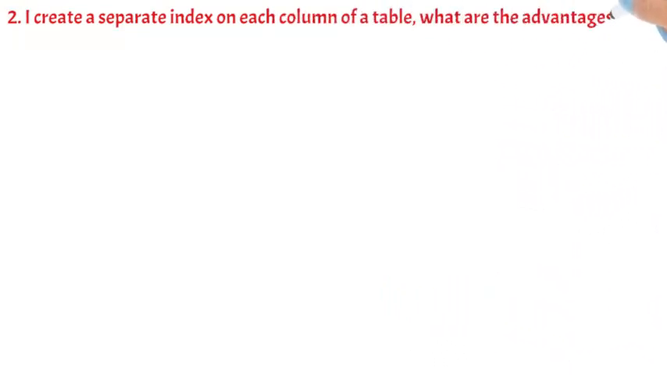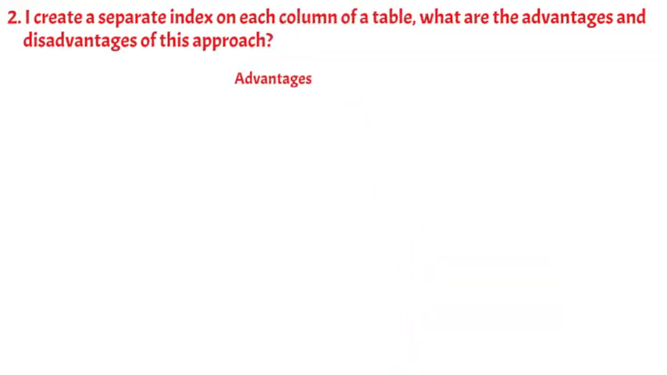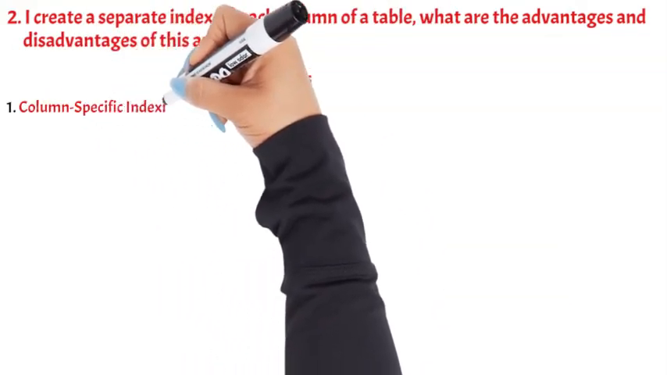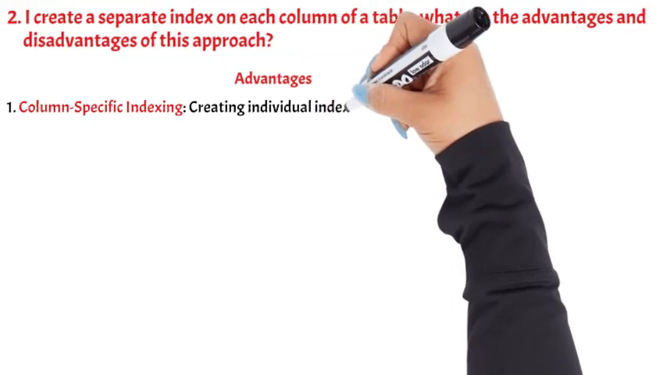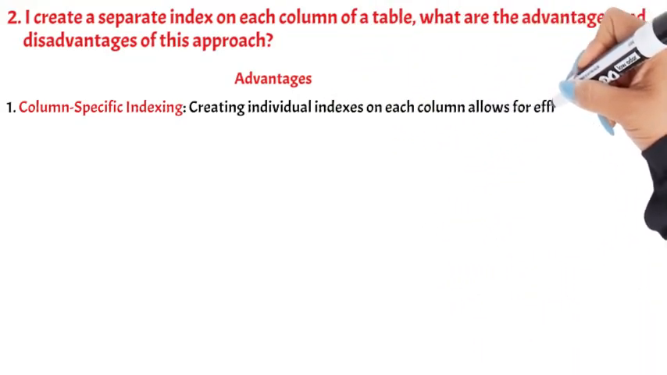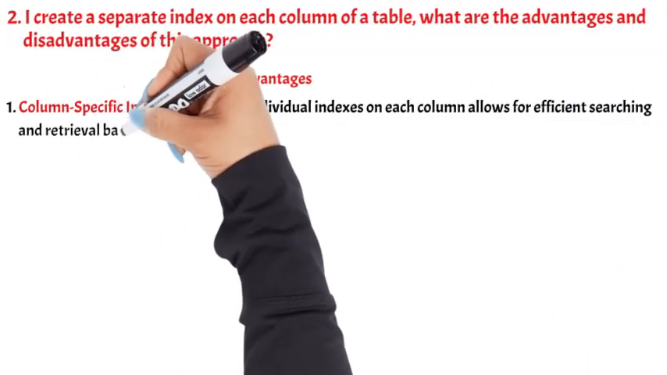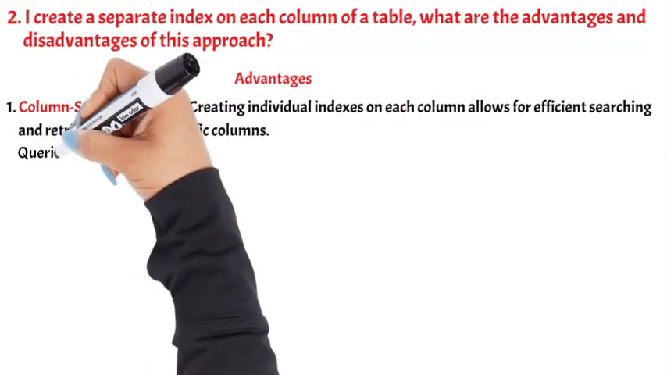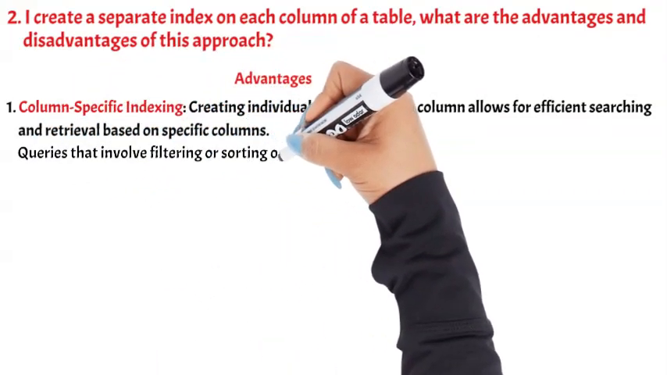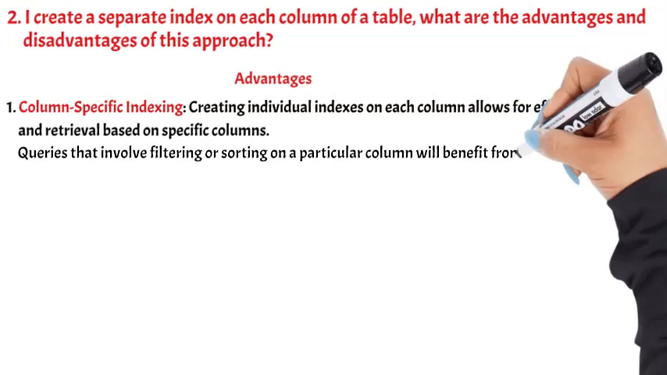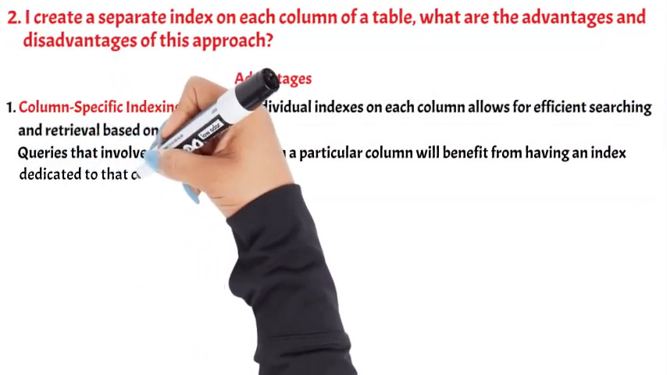2. I create a separate index on each column of a table. What are the advantages and disadvantages of this approach? Advantages. 1. Column-specific indexing. Creating individual indexes on each column allows for efficient searching and retrieval based on specific columns. Queries that involve filtering or sorting on a particular column will benefit from having an index dedicated to that column.